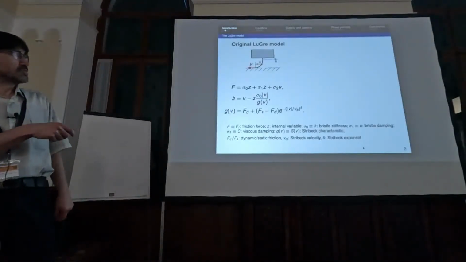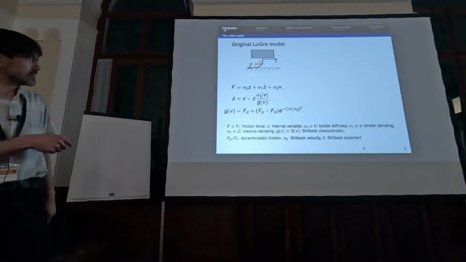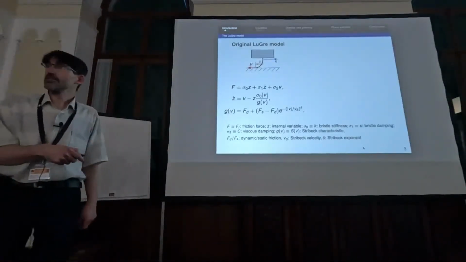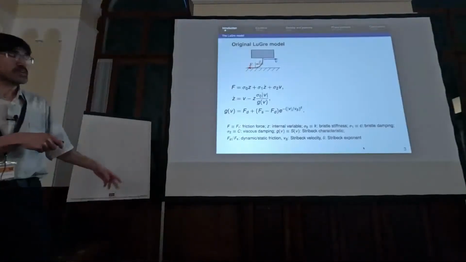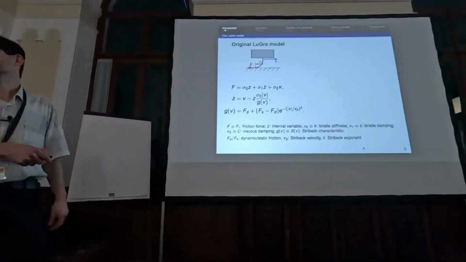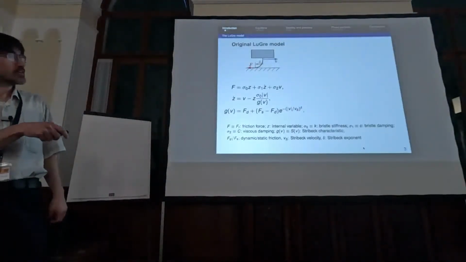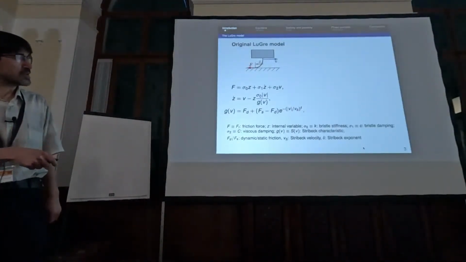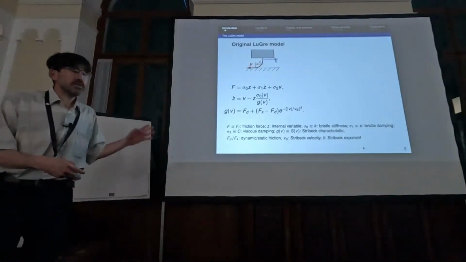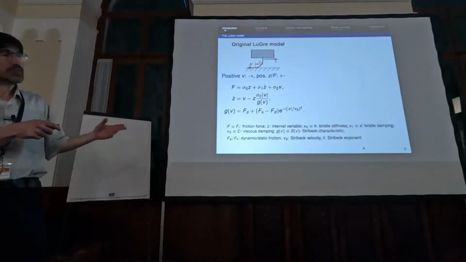We also have a differential equation that describes the dynamics of the bristle. And here we have this g of v function. This is the Stribeck characteristic that describes the transition between the dynamic and static friction forces. And here we have a v_s Stribeck velocity parameter and the delta Stribeck exponent parameter.